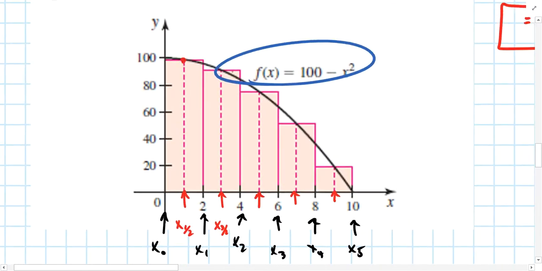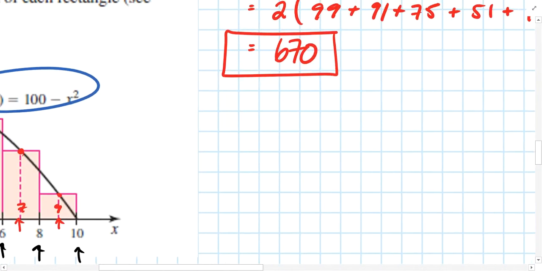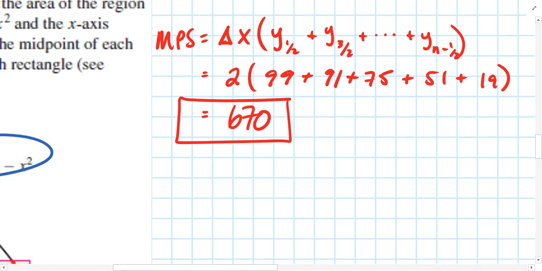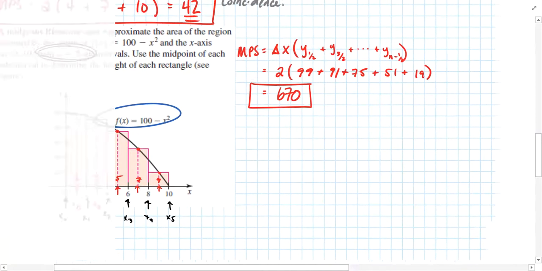And the y values that are computed, again, can be computed by the appropriate x values. So even though we're calling this x sub 1/2, that did have an x value of 1, and this was an x value of 3, 5, 7, and 9. With those x values, we were able to compute the y results, and the sum of those heights multiplied by the width of each interval produced an area of 670.